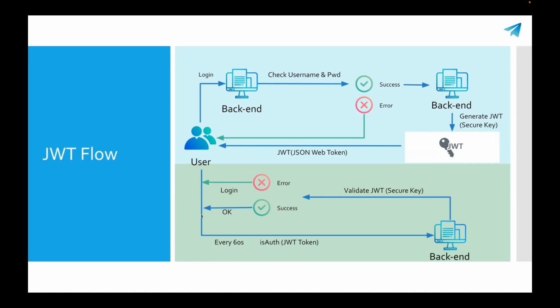The backend program will check if this token is correct with the security we just set. If that's okay, then keep the user login. If that's not okay, then we'll force the user to log out and ask him to log in again. Okay, thank you. That's the job token part.